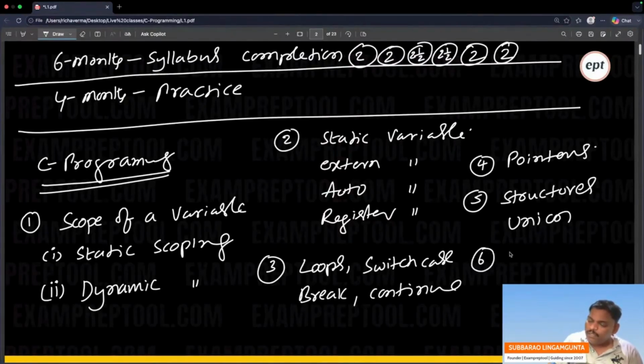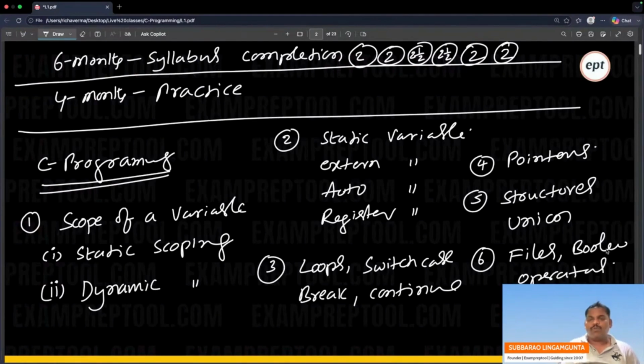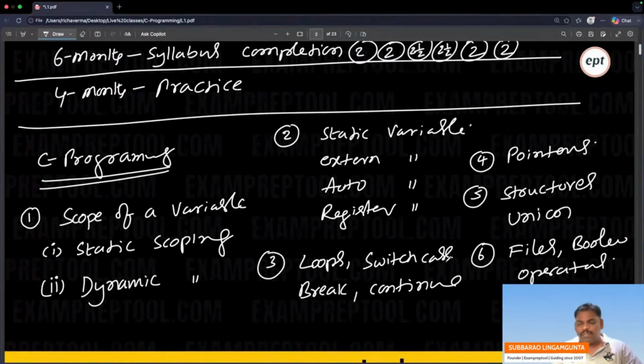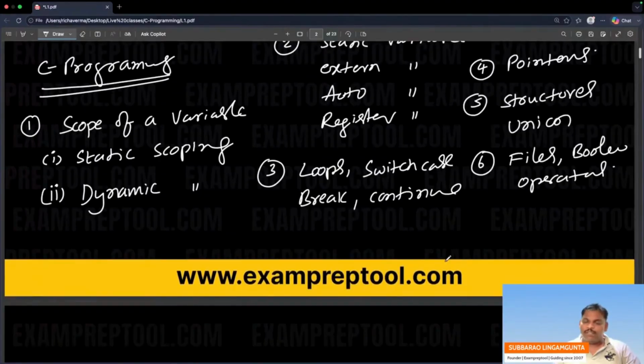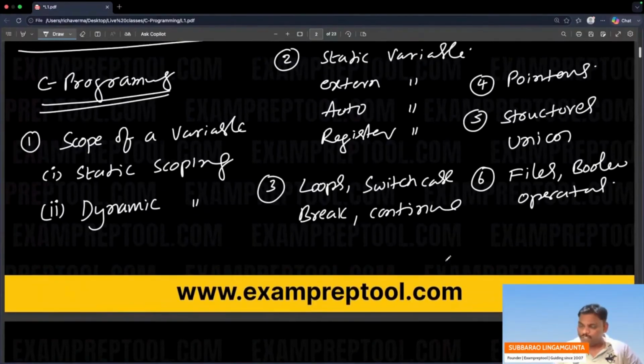Sixth one, some problems we will do on files and Boolean operations. These are the major topics which will come in the exam. If anything more is required, we will do that also. C programming is the first one.